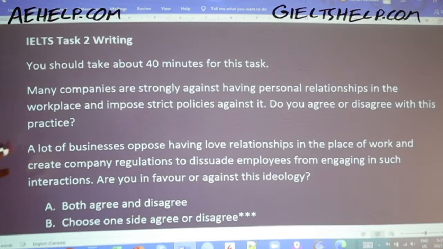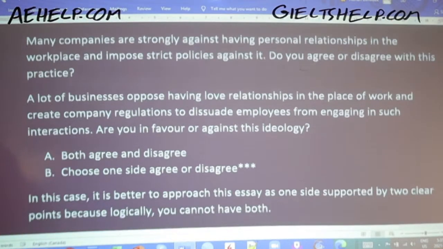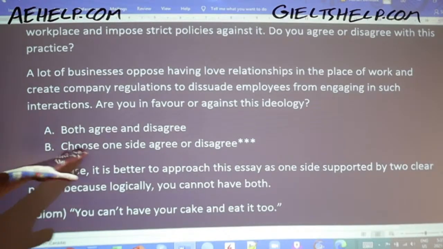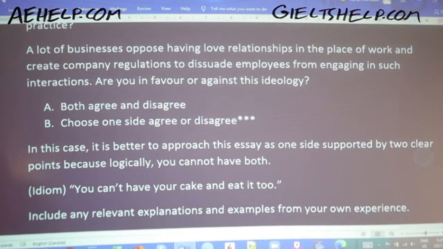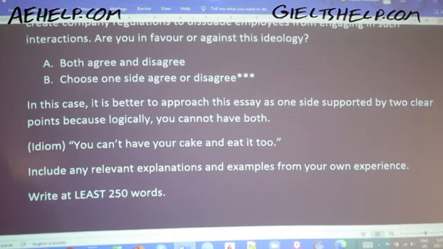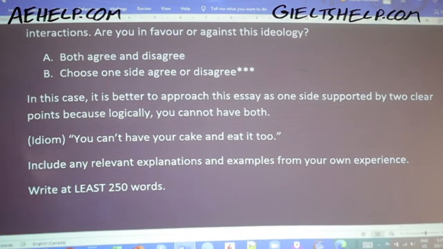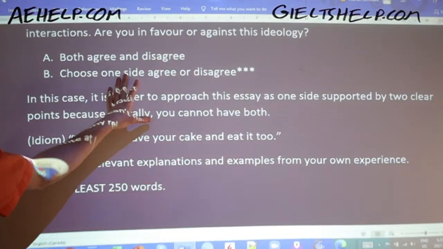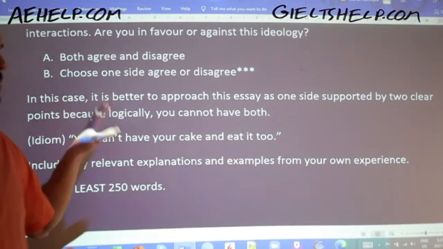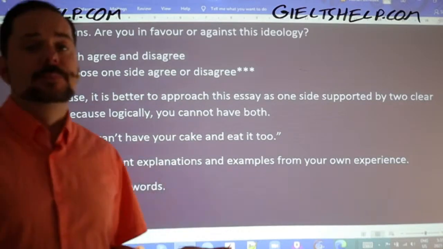Okay. And then we paraphrased it and we said that, hey, you really just want to choose one side here, not agree or disagree, because a company can't condone and disagree with this. It's only one or the other. So it's definitely better to approach this essay with just one side. You either agree or disagree, but not both. That would be really weird. Like, companies should and shouldn't.